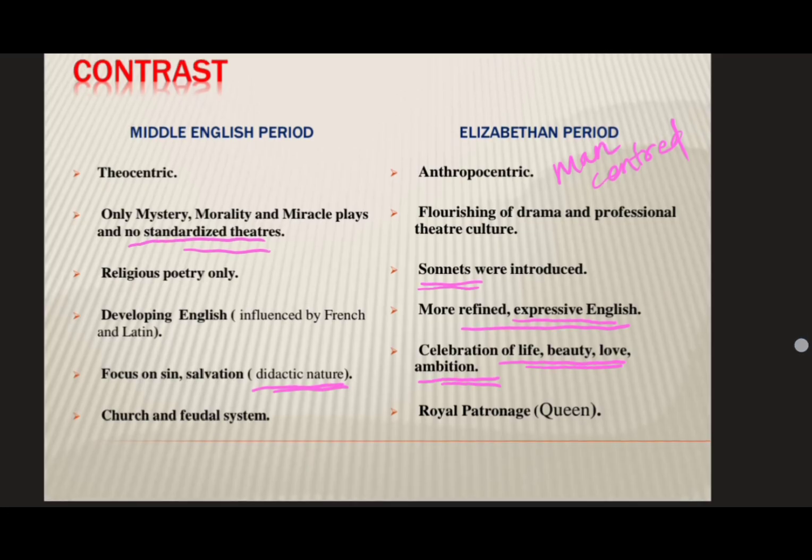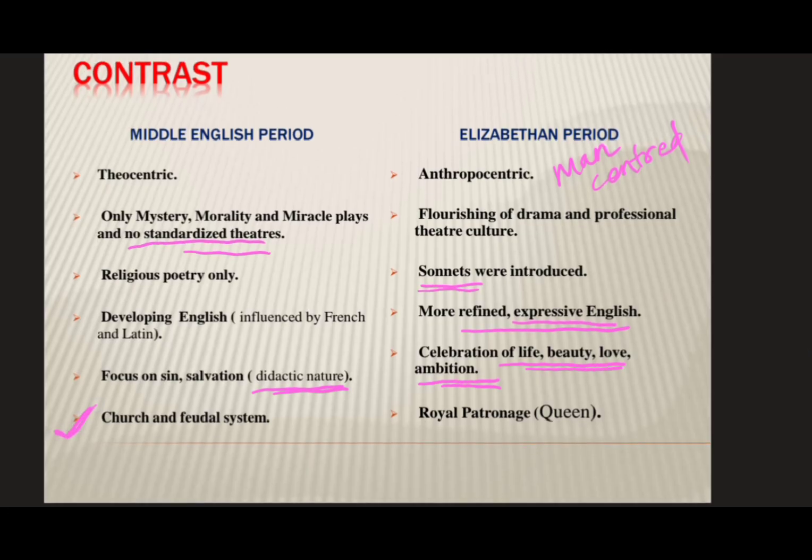Another important factor here is that Middle English period was ruled by church and feudal system. But in the Elizabethan period, we see the royal patronage, that is, the queen being the ultimate superior power. Though the queen used to take advice from the church, or used to discuss any important decisions with the church, the Queen had the ultimate power of ruling.